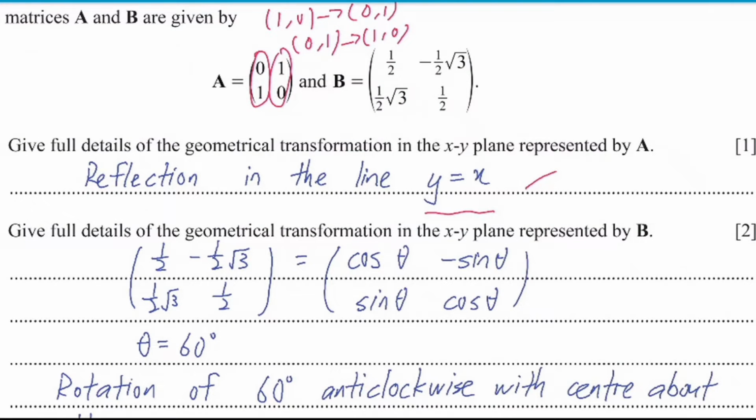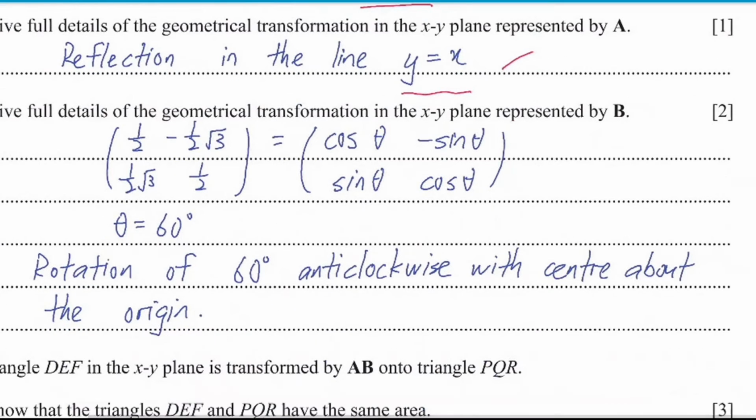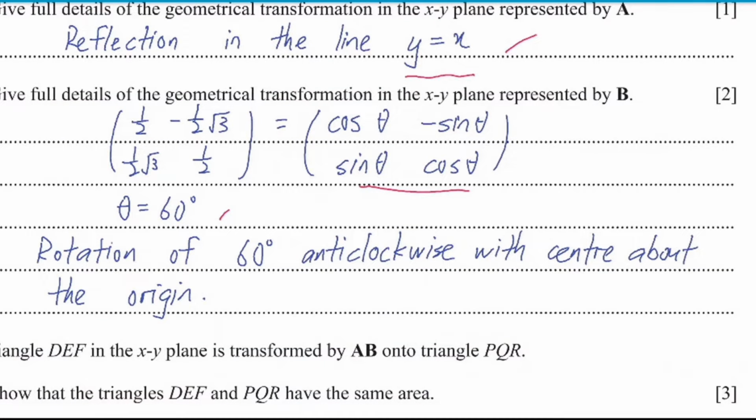For matrix B, we don't need to think much. Once we see this kind of matrix, we know it's a rotation already. Also try to memorize the matrix for the rotation so we don't need to derive it on the spot. When the negative is here, it means it is anti-clockwise. We just compare this matrix with the cosine form here, and we can solve for theta. So basically, this is a rotation where the angle is given and the direction is anti-clockwise.